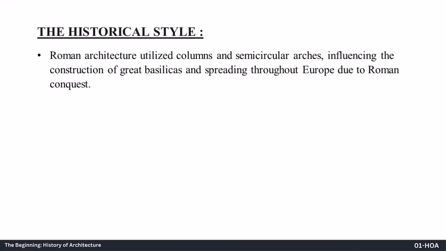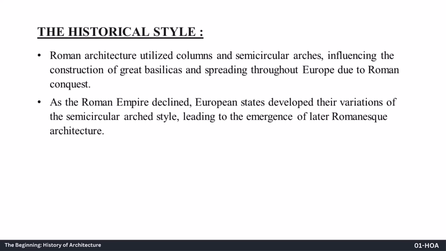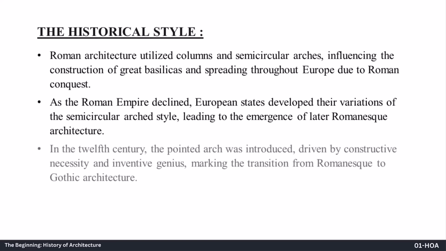Roman architecture utilized columns and semicircular arches, influencing the construction of great basilicas and spreading throughout Europe due to Roman conquest. As the Roman Empire declined, European states developed their variations of the semicircular arched style, leading to the emergence of later Romanesque architecture. In the 12th century, the pointed arch was introduced, driven by constructive necessity and inventive genius, marking the transition from Romanesque to Gothic architecture.